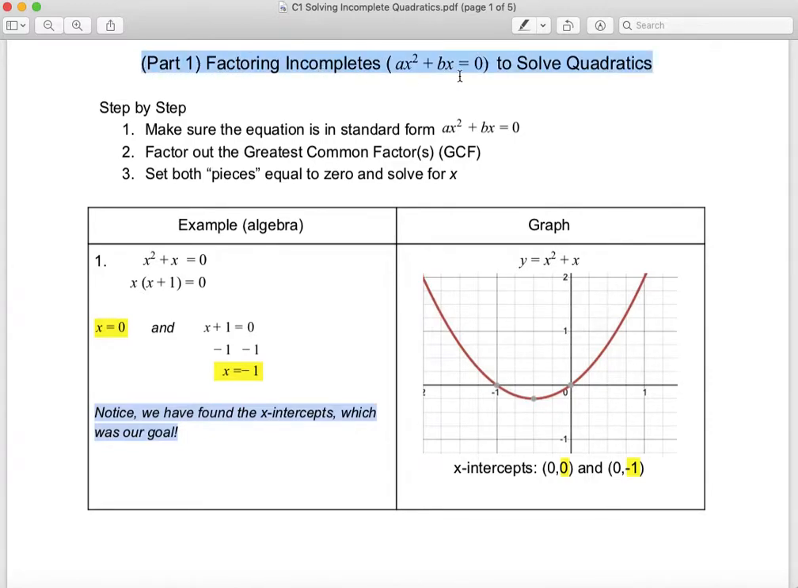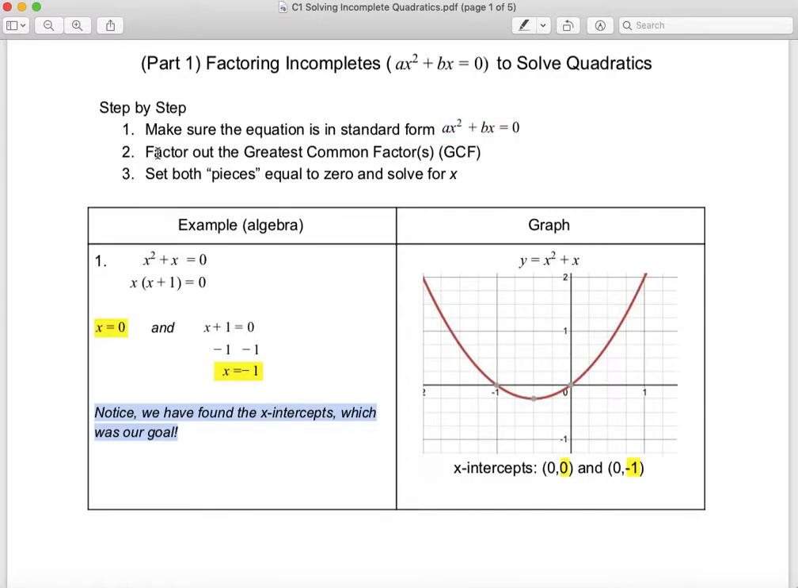The first part is factoring incompletes. So to factor means I'm going to take ax squared plus bx and I'm going to factor out an x and I'm going to factor out some common number between the coefficients a and b. So first, the step-by-step, make sure you're in standard form first. Standard incomplete form, right? Because this isn't a full quadratic. It's missing the c term. So it's going to be set equal to 0. That is standard form for this case.